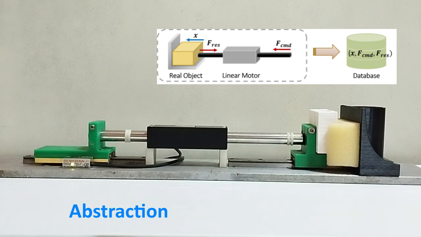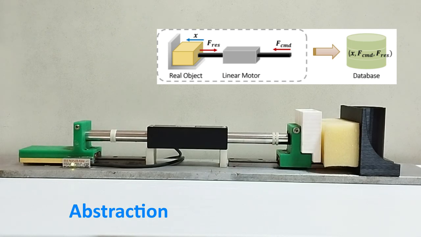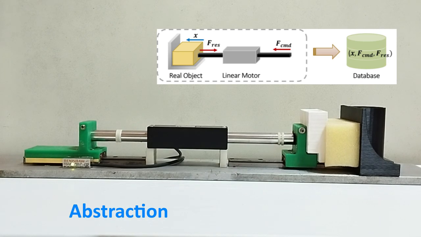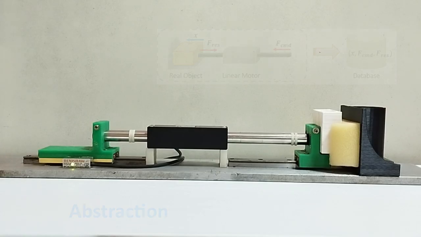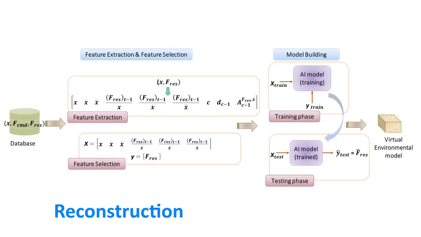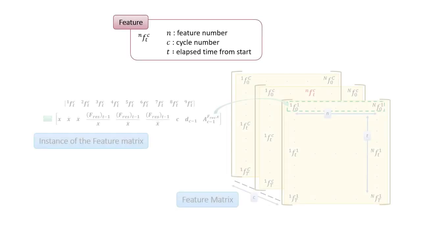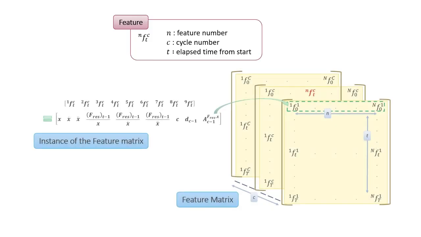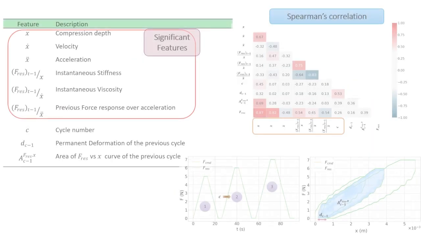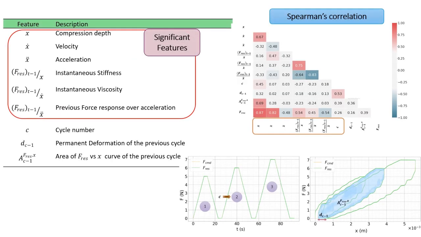In the abstraction stage, data on motion with the object responses were recorded for different ramp force commands. The reconstruction phase involves feature extraction and selection and model building. A feature is defined using a mathematical notation as a 3-dimensional entity with a feature number, cycle number, and elapsed time. 9 features were considered as an instance of the feature matrix without solely relying on motion parameters as the main determinants of force feedback.